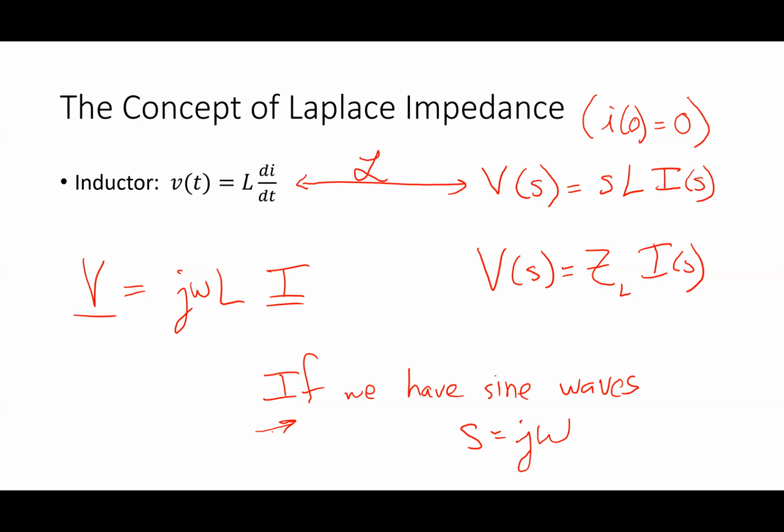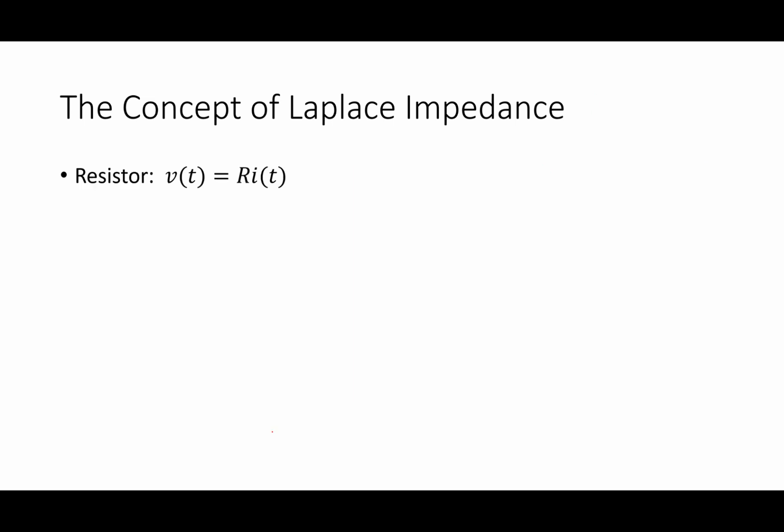Oftentimes, in fact, I may have even said a couple of times that 1 over SC is the impedance, right? Because I think that way in general. So I might have said that before now. But basically what this is saying is I can use this Laplace impedance idea with any type of input, not just with sinusoidal inputs, right? And then a resistor would be pretty obvious, right? V of S equals what?